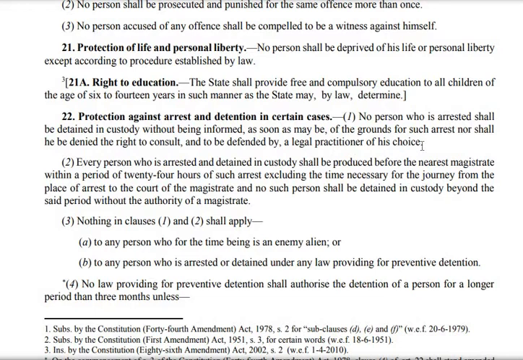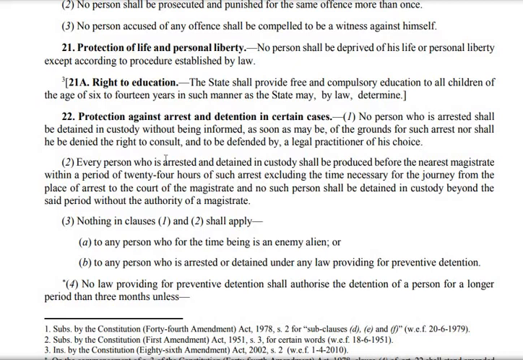So two things they are talking about. एक तो they have told you the grounds of arrest. You have to be told about the grounds of the arrest. Second is you have the right to consult a lawyer to defend yourself.